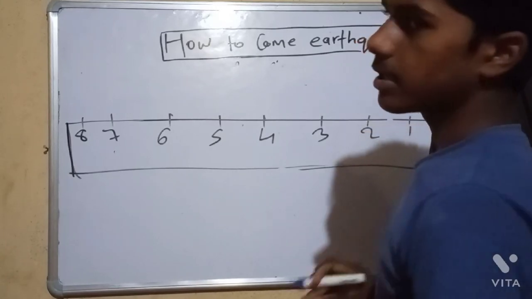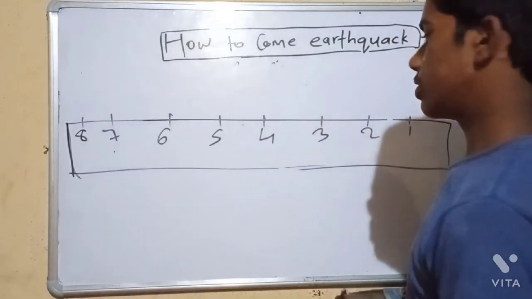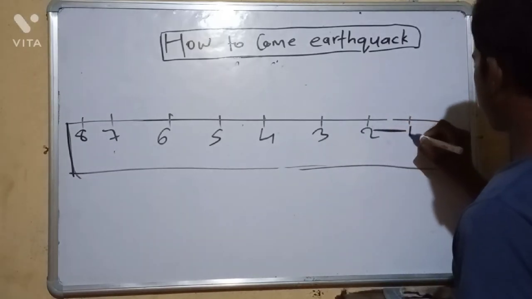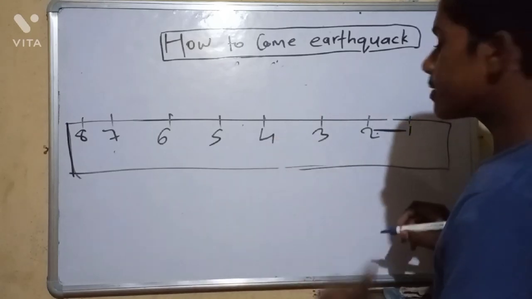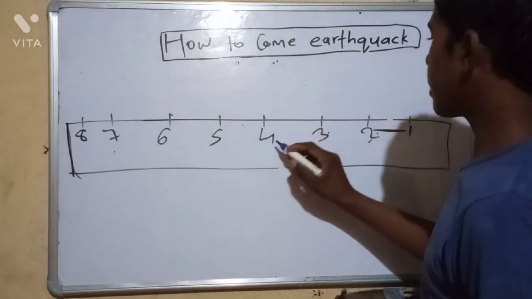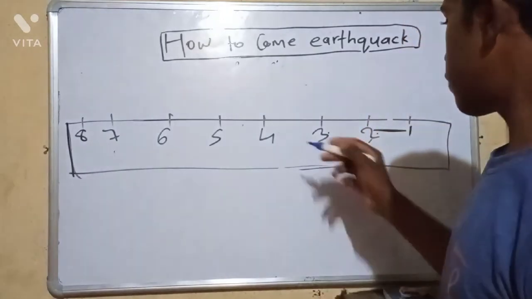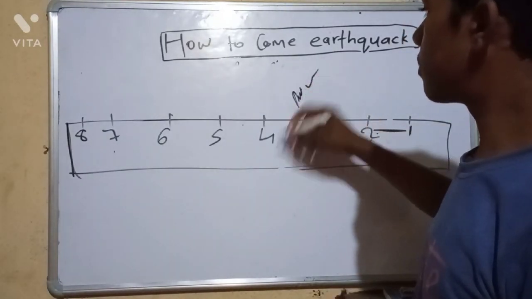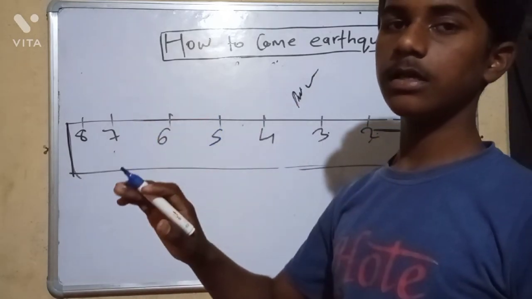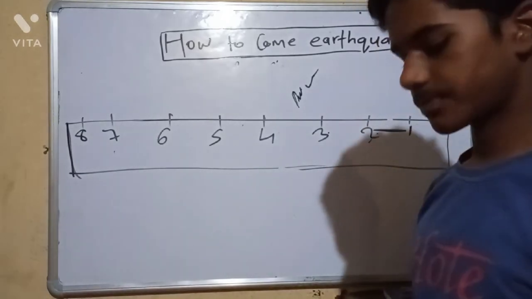In this scale, one magnitude is 10 times more than the previous magnitude. Means 2 is 10 times more than 1, 3 is 10 times more than 2, and like that. It is called the Richter scale. And a seismograph constructs a graph of the earthquake.